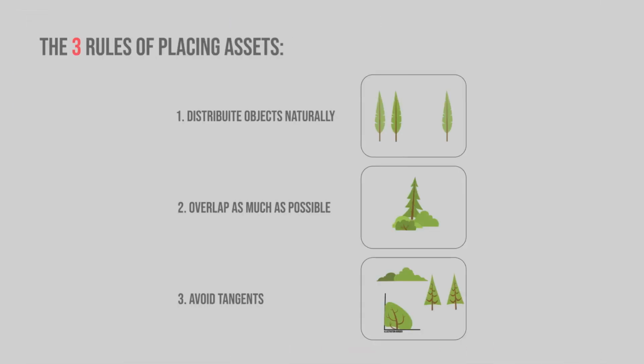There are 3 important tricks to keep in mind when placing objects to make them look natural. These rules are really important, so you should follow them to the letter. Otherwise, you risk the entire composition looking bad.